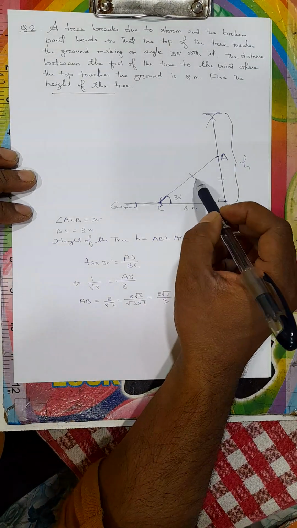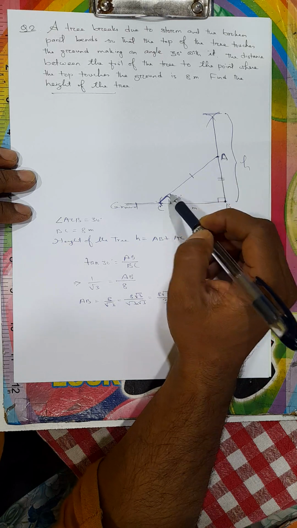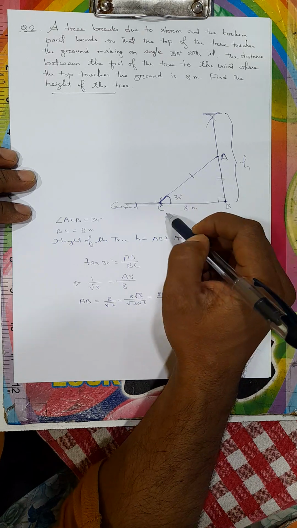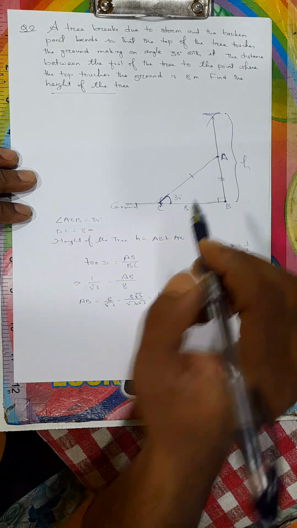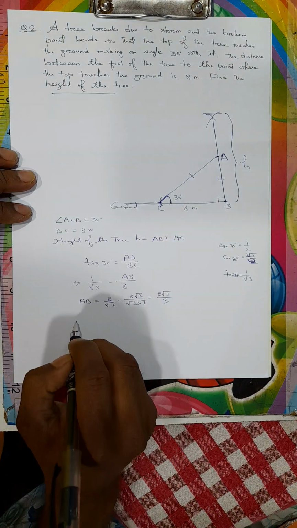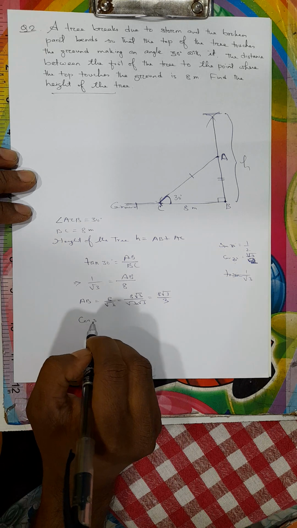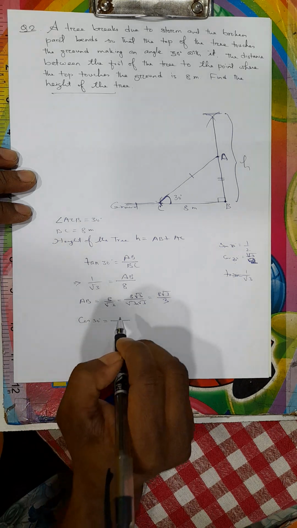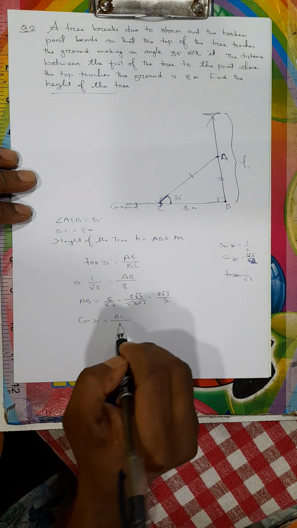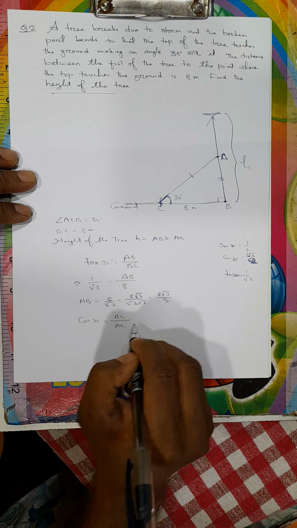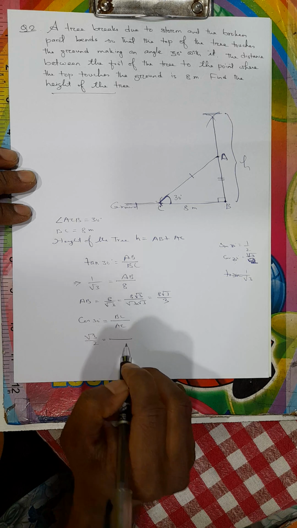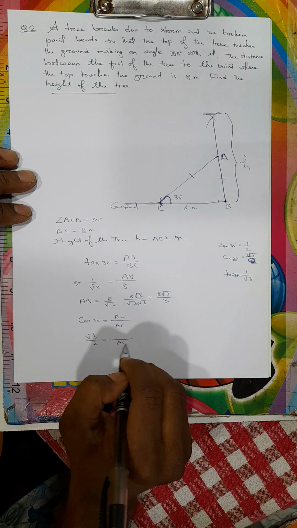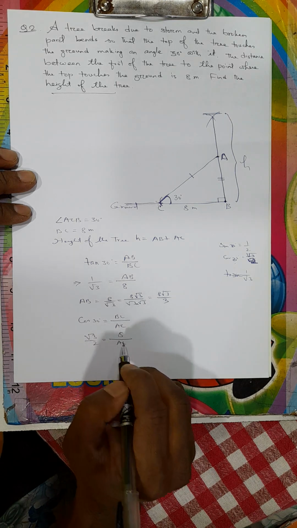Now how to find AC here? AC is the hypotenuse. So the relation between adjacent by hypotenuse is cos 30 degree, right? Cos theta equals adjacent by hypotenuse, BC by AC. So cos 30 equals root 3 by 2. AC is unknown. BC is again 8.